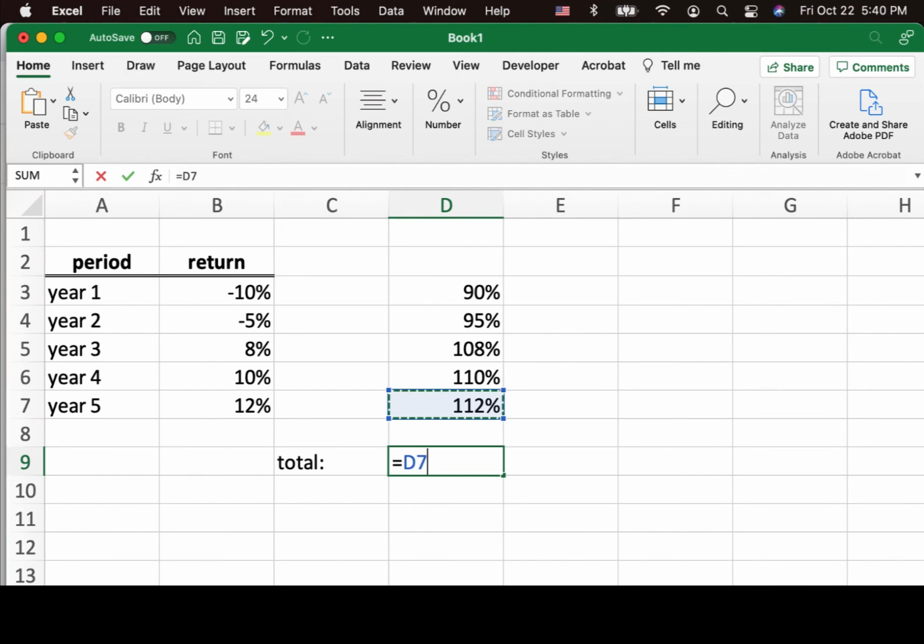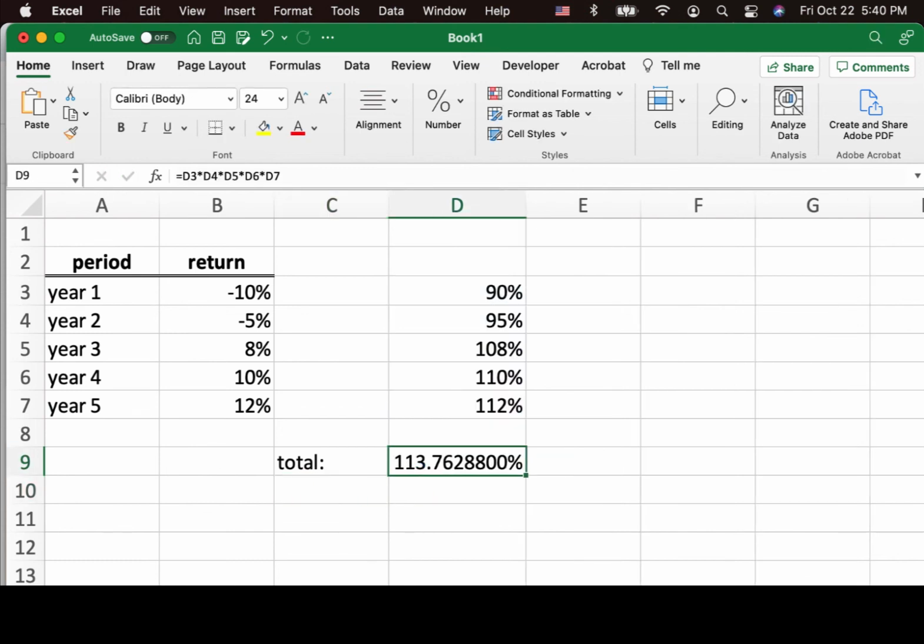Now there's a hard way to do this multiplication. I could do it on my calculator, and I end up with about a 14% overall growth rate over the 5 years. But there's also a function in Excel called product, which will multiply these all out. So I want to know what would be an equivalent annual return that would yield 113.7% of what I started with in the beginning.